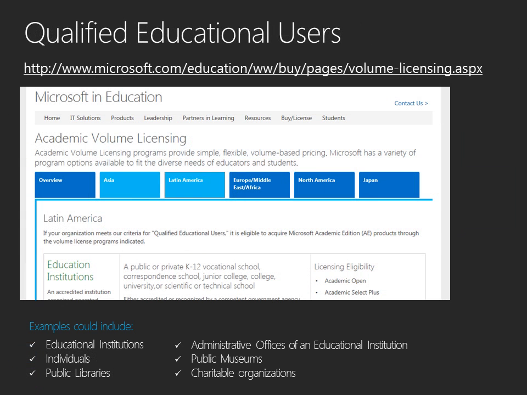detail. Now, to purchase through these agreements, you do need to be a qualified educational user. And the link at the top will take you to the site where you can find out who is a qualified educational user. And again, a little bit like the government programs, this will vary by geography. But it could include, for instance, educational institutions, individuals, public libraries, that kind of thing. But I must emphasise again how important it is to check your geography to see the exact requirements there.